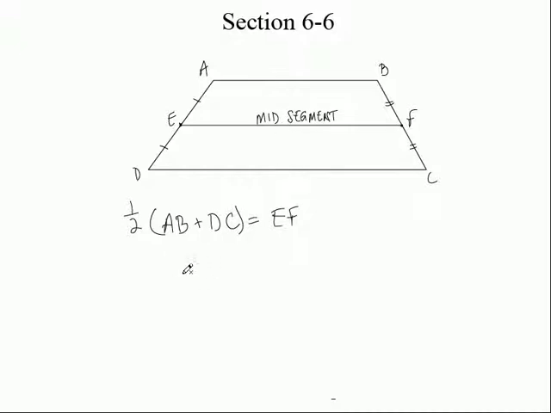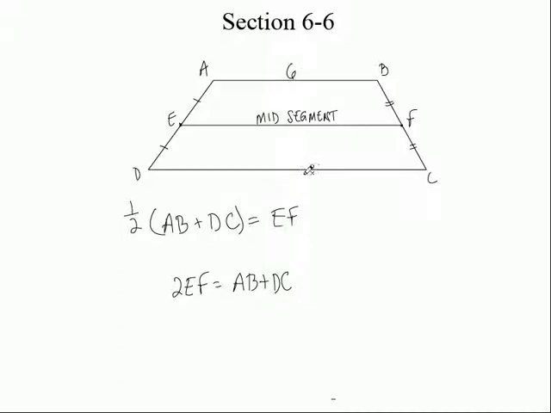Or I could write it another way. I could have said what? If I double EF, that's going to equal AB plus DC. Isn't that the same thing? Right? Just multiply both sides by 2. So if I take this EF and double it, it's going to equal the sum of the top and the bottom, the two bases. And you can see what they're going to do there. They're going to put some numbers in here, right? I don't know. Let's just make something up.